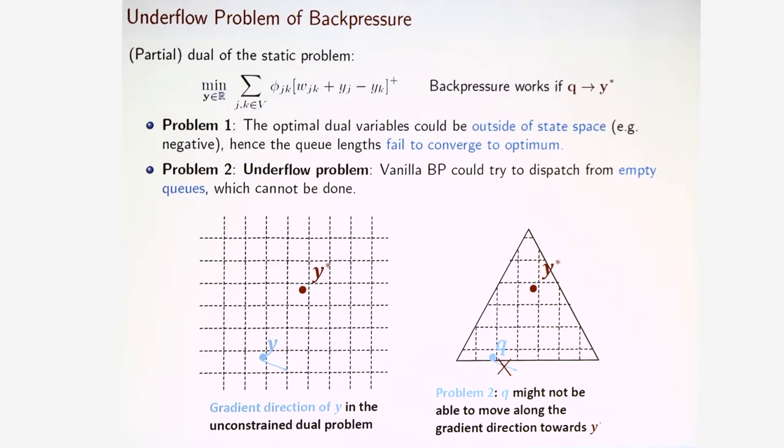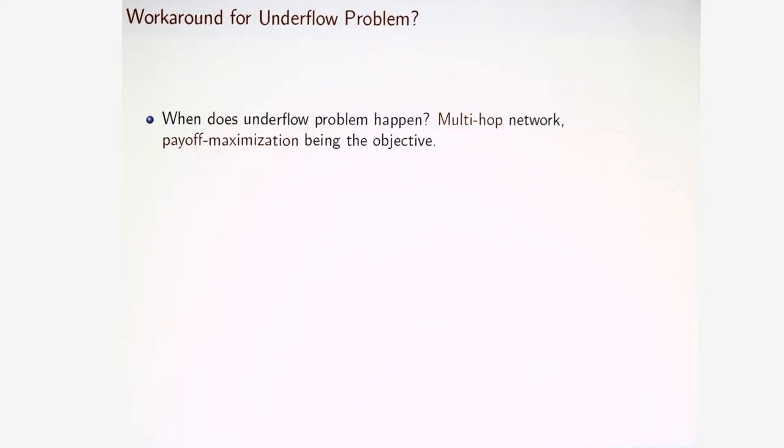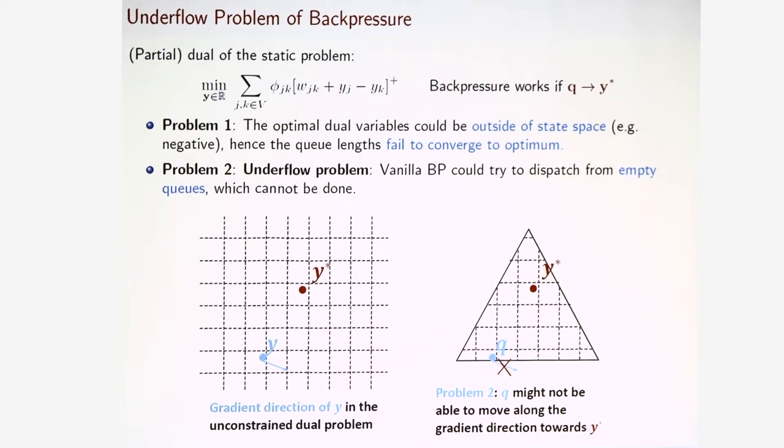Okay, so here are the two issues with the vanilla version of Backpressure. So when does this underflow problem happen? It doesn't always happen. Because you are using the Q length of cars as the dual variable. If you do that, then this will not work.